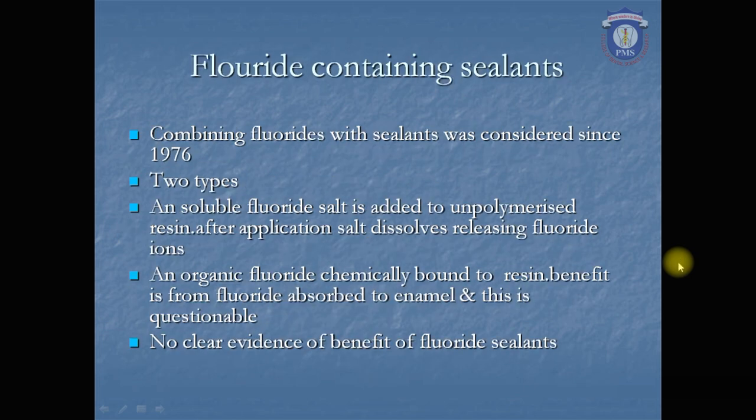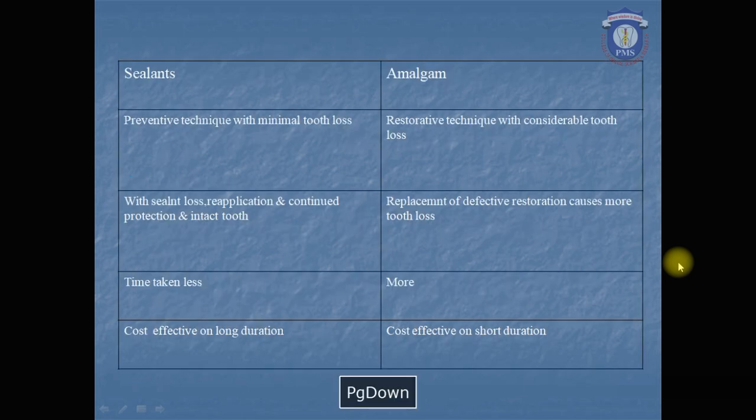The fluoride containing sealants are the latest revelation and are of two types. In one, a soluble salt is added to polymerize resin. In the other, an organic fluoride chemical is bound to resin. The benefit is from fluoride absorbed to enamel, and this is questionable. No clear evidence of benefit of fluoride sealants has been seen.